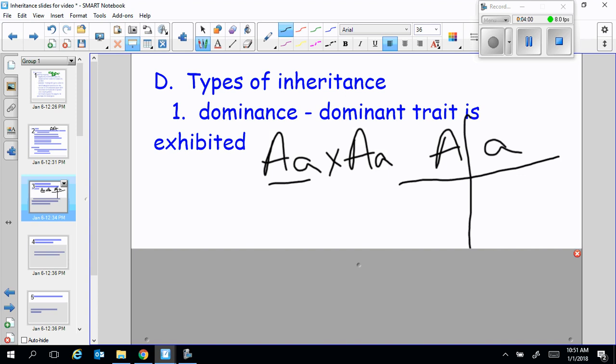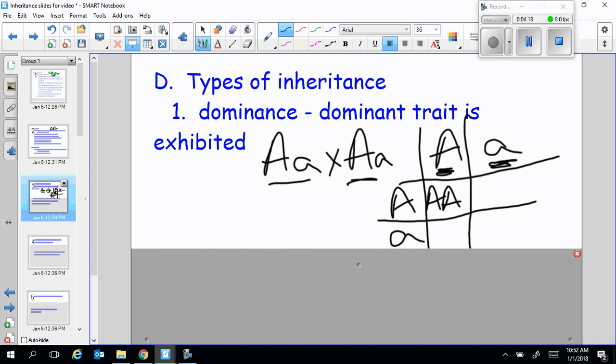Only some of the sperm are going to get this big A and only some of the sperm are going to get this little a, half and half. Now I take this other parent and I separate that parent. So half of the eggs are going to get the big A, half of the eggs are going to get the little a. And now you have all your possibilities.